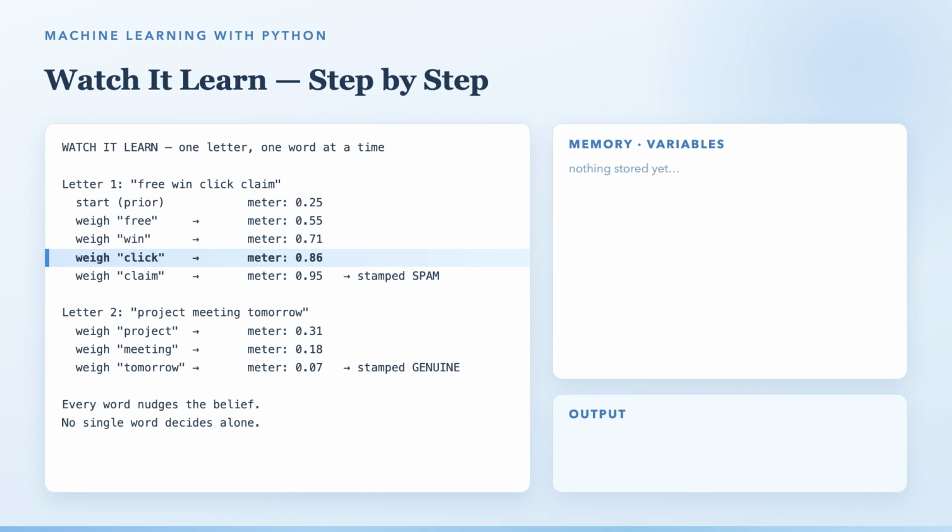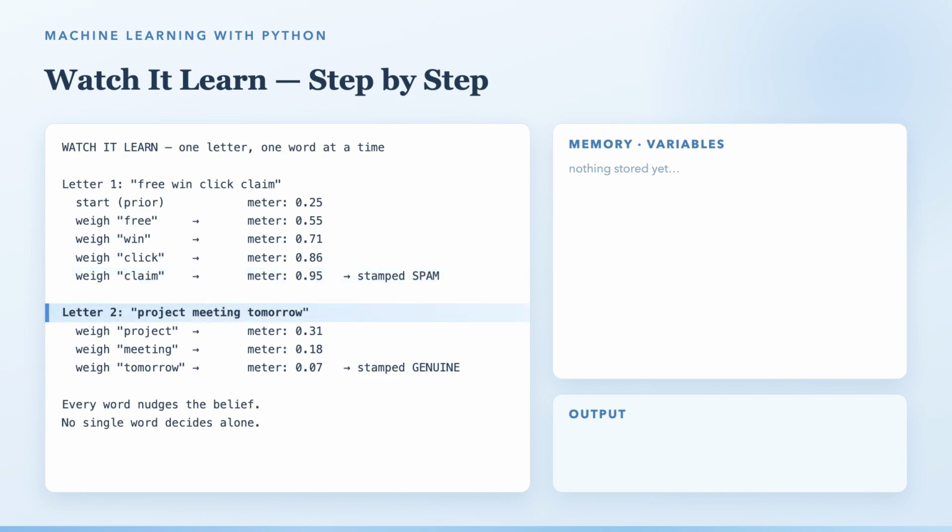Now watch the other kind of letter. Project, meeting, tomorrow. Project slightly more common in real mail. The needle eases down to 0.31. Meeting down to 0.18. Tomorrow 0.07. Stamped genuine. And off it flies to the garden.